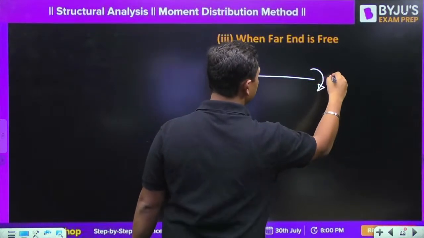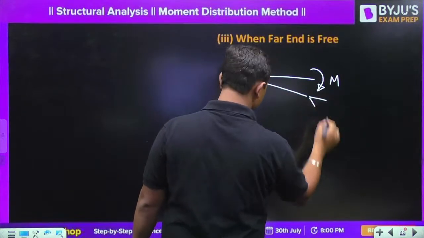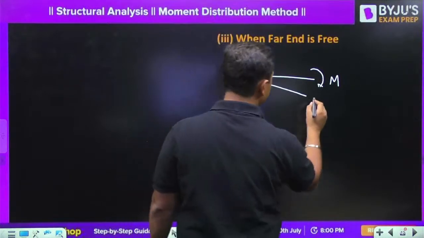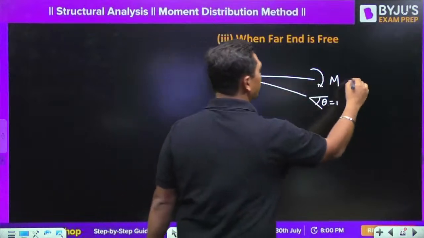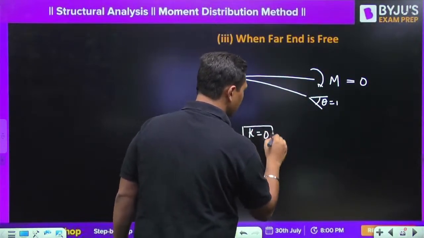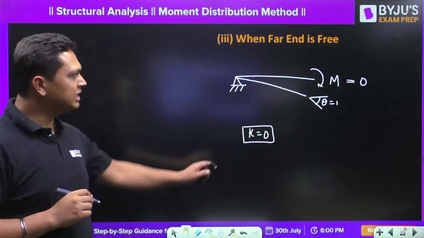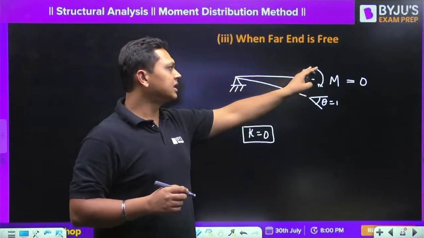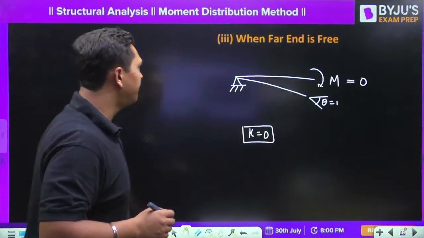Now, what is the moment required to produce a unit rotation? Since it is free over here, the moment required will be equal to 0. So the stiffness factor will also be equal to 0 in this case because this is free. It is free to rotate, so there will be no resistance required over here. There will be no moment required over here.